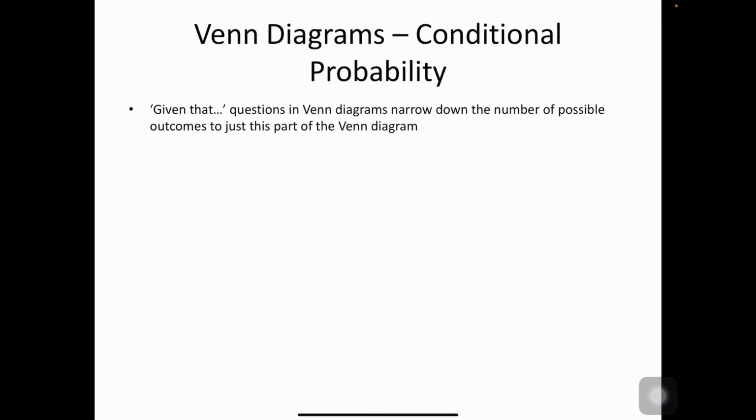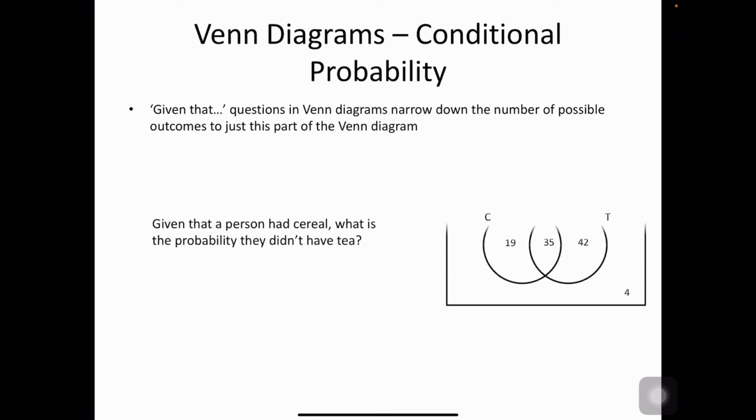Conditional probability. Now, you probably saw that on the checklist. Here is one of the topics where we're going to start talking about it. Given that questions in Venn diagrams narrow down the number of possible outcomes to just this part of the Venn diagram. We're looking at an example of a given that question. So when you see given that in a particular question, you know that you're going to be working with conditional probabilities, because they're giving us a condition at the end of the day.